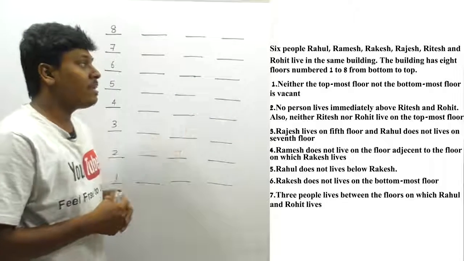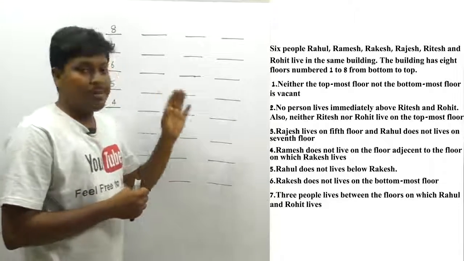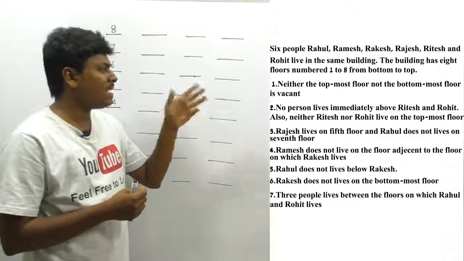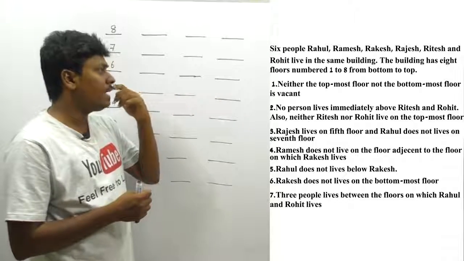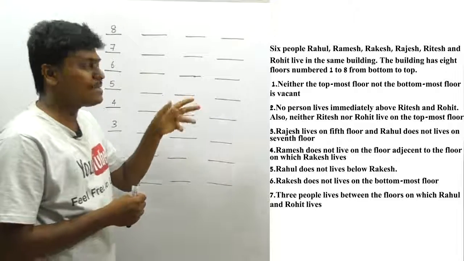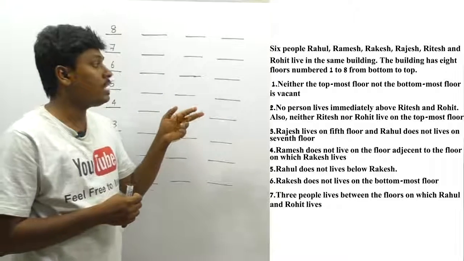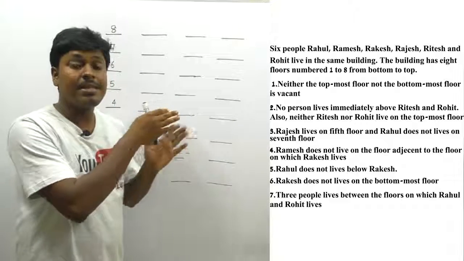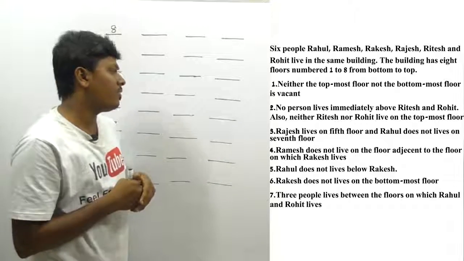First of all, they have given a passage that there are 8 floors and 6 persons living. The 6 names have been given: Rajesh, Ritesh, Rohit, and so on, and all the names start with R. You should be careful on that, right? The names are the most important thing. Why? Because all the pronunciations are similar, Rajesh, Ritesh, so you should be careful.